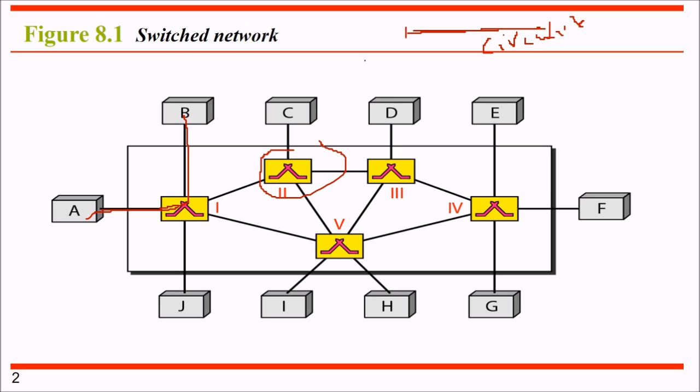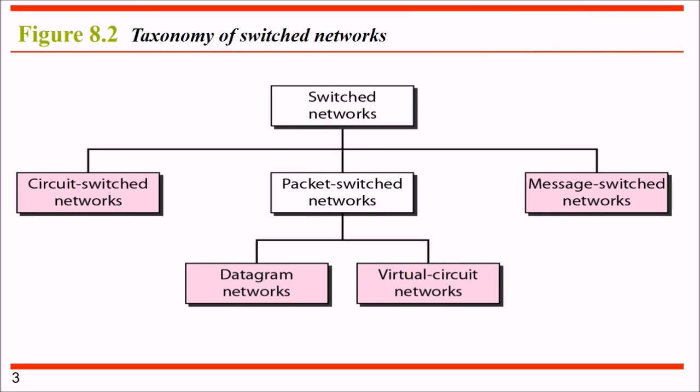Let us see in detail that a switched network can be circuit switched. It can be packet switched. The most important example is the internet, a packet switched network. Then there is the message switch network. The packet switch networks can be divided into datagram networks and virtual circuit networks. This is the whole taxonomy of your switched networks.